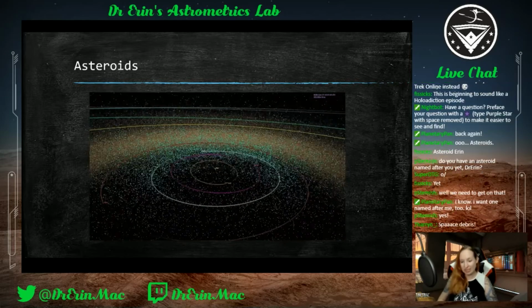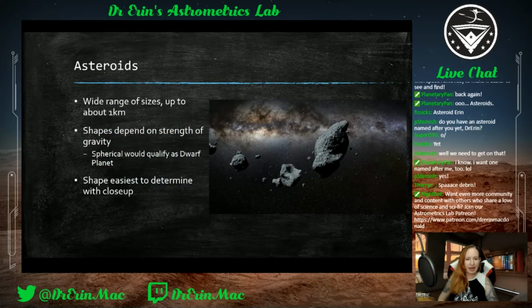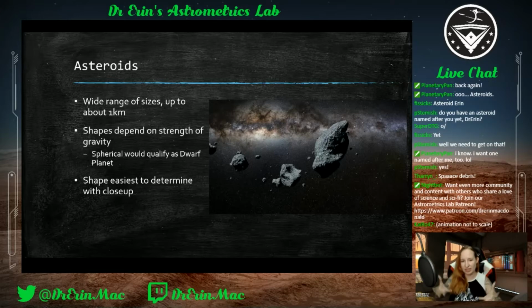The reason they're so hard to find, first of all, is they're small. Once you get over about 1 kilometer wide, they start to coalesce into spherical shapes, and that's when they become dwarf planets. Not to scale. The shapes depend on the strength of the gravity. So if it's spherical, it qualifies as a dwarf planet, which we'll talk about in the next class.